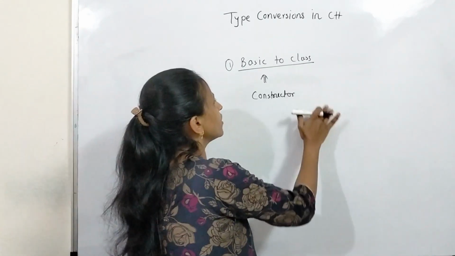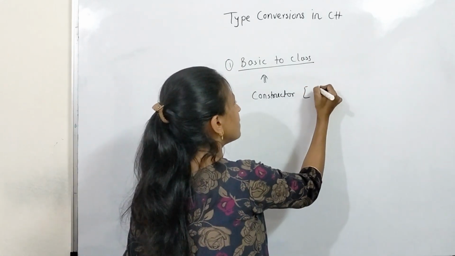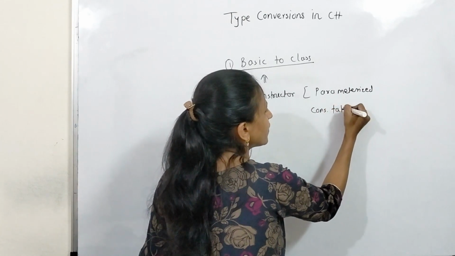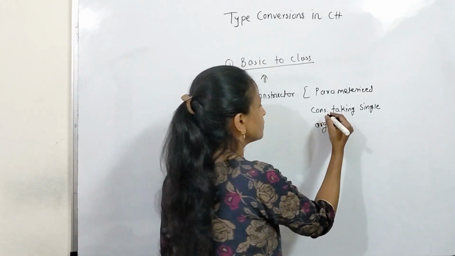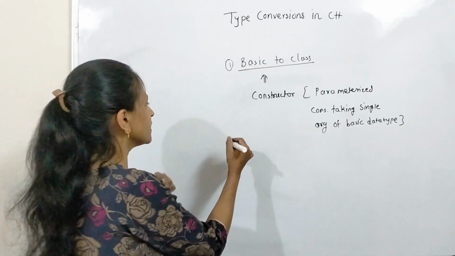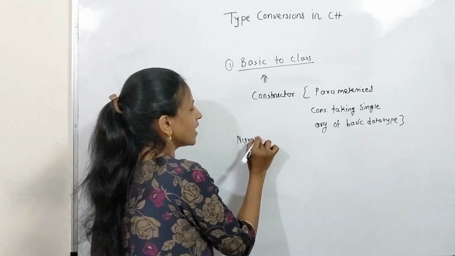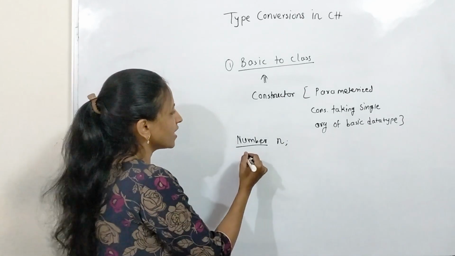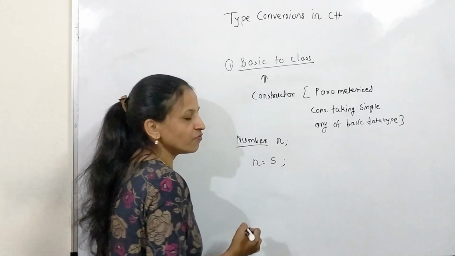Okay, see, for achieving this we have to use a constructor, which is nothing but a parameterized constructor taking a single argument of this basic data type. Now here, for example, suppose there is a Number class, and one object of this Number class we have created, suppose n, and I just want to do this. Suppose n is equal to 5.